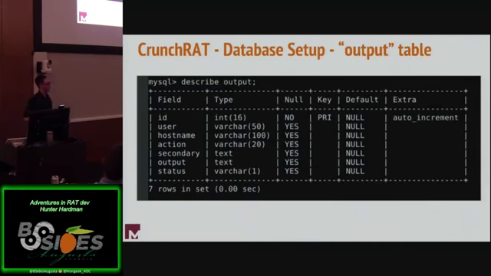And then the output. So ID, user, hostname, action, secondary, and then the output, which is going to contain a link, which actually links to like command output and stuff like that. And then the status. So that's just a simple yes or no. Has this been executed yet?